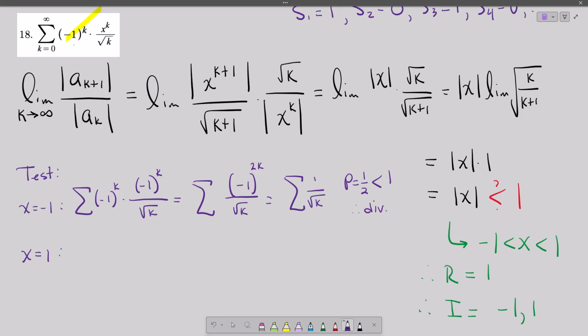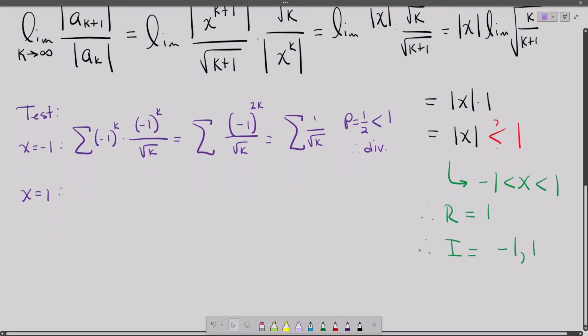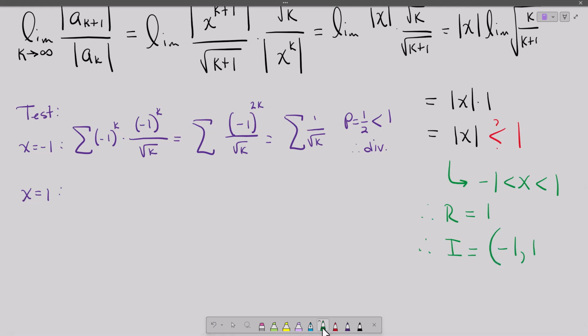And think about it, right? We saw with the improper integration that 1 over x squared converged, but 1 over x had an area that diverged to infinity. Okay, so that means we now know for our interval of convergence that at -1 we have divergence, so a parenthesis. Now let's check out at 1.